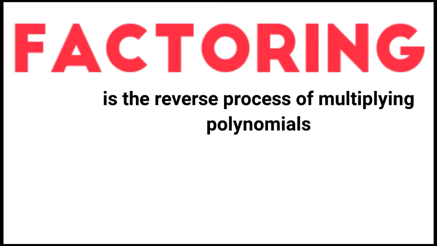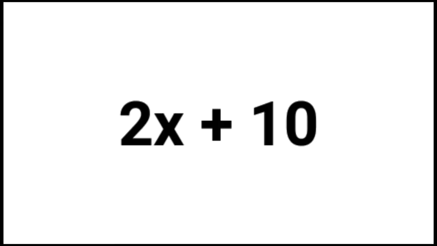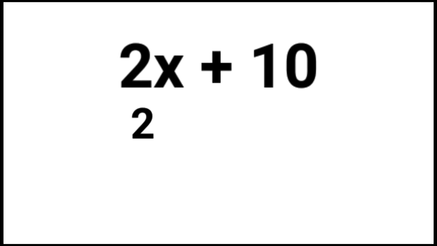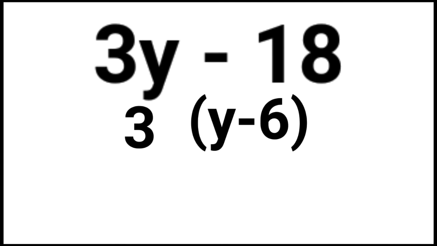To start our lesson, let me define first factoring. Factoring is the reverse process of multiplying polynomials. Factoring a polynomial means writing it as a product of other polynomials. Look at the polynomial 2x plus 10. We can write it as a product of two factors, 2 times the quantity x plus 5. 3y minus 18, we can express it as 3 times the quantity y minus 6.